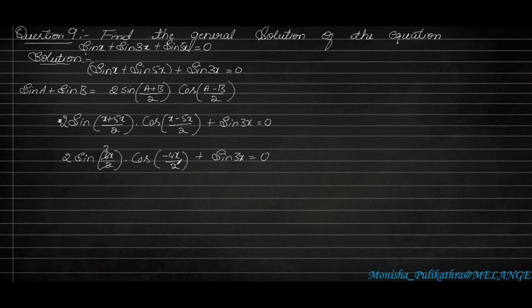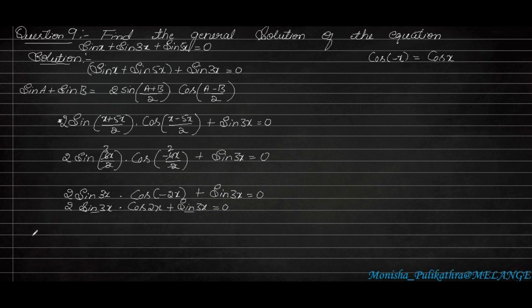So here there are 2 3s and 2 2s. So we get 2 sin 3x into cos of minus 2x plus sin 3x is equal to 0. We know that cos of minus x is always equal to cos x. So we can interchange this, that is 2 sin 3x, so cos of minus 2x will be cos 2x, plus sin 3x is equal to 0.